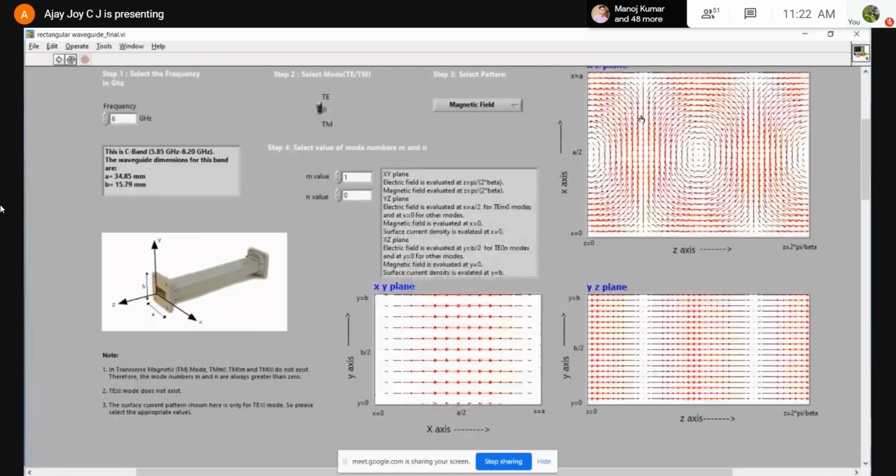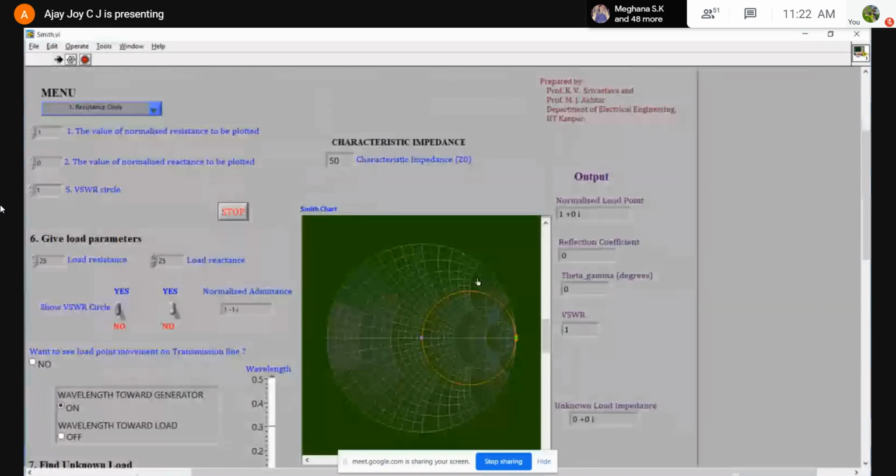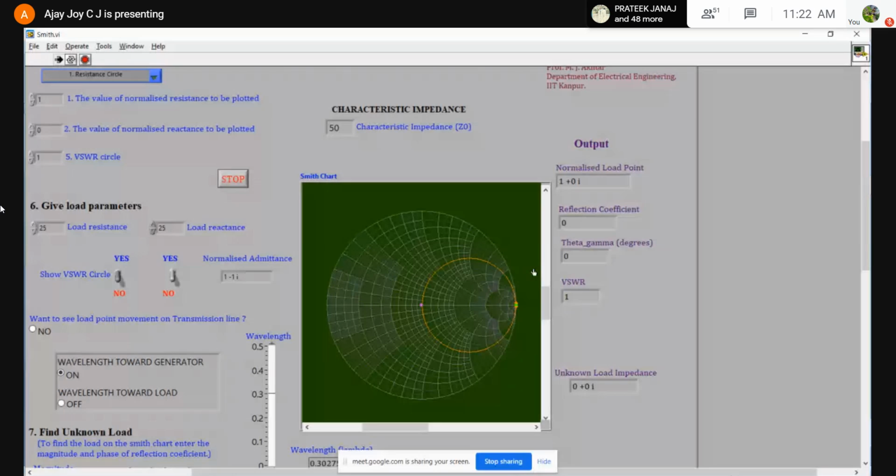Smith chart. Introduction to Smith chart, and for finding the unknown impedance. Actually, Smith chart is a family of circles and arcs. Here we can see that it consists of circles and arcs. Here the circles represent the real part and the arcs represent the imaginary part. This circle is defined as a constant resistance circle, and these arcs are defined as a constant reactance circle.